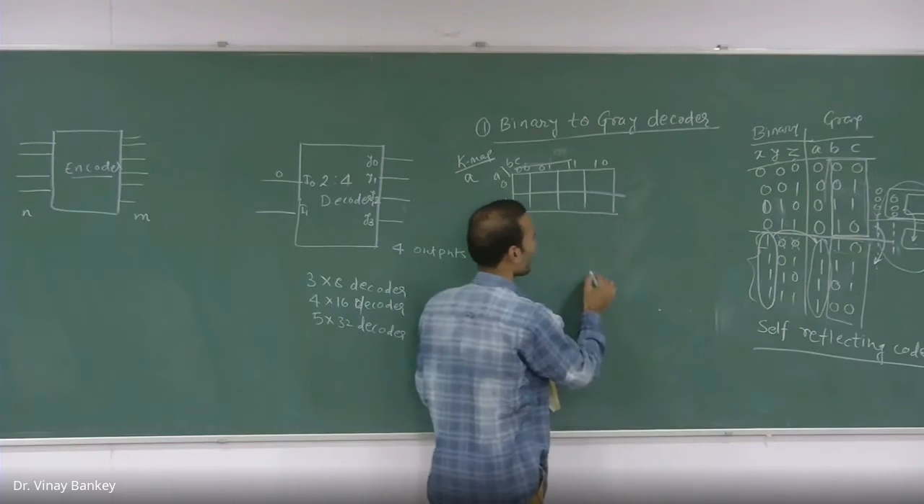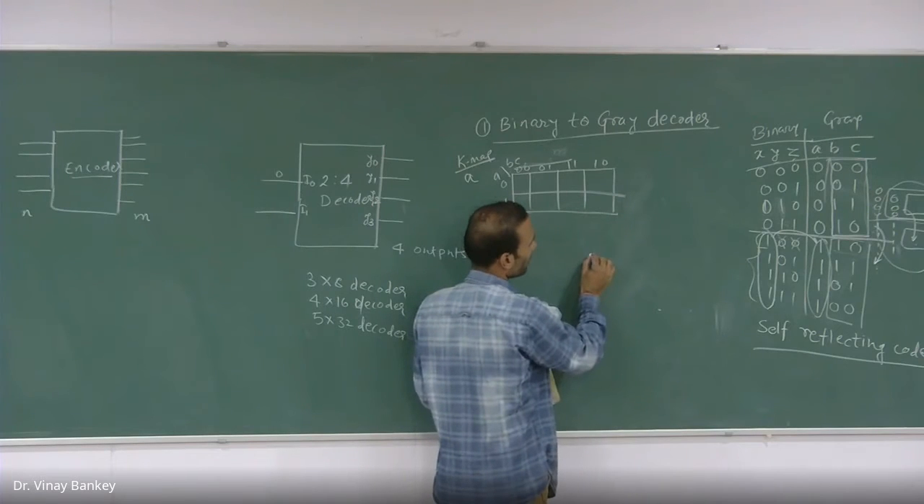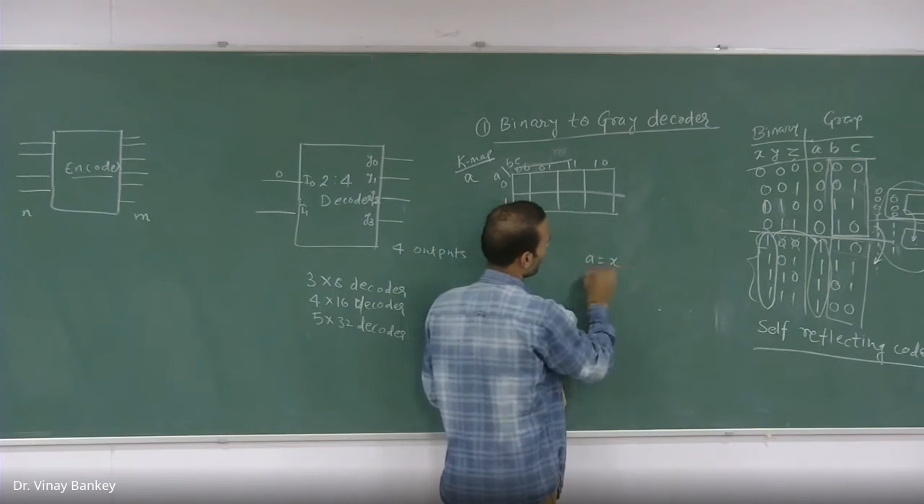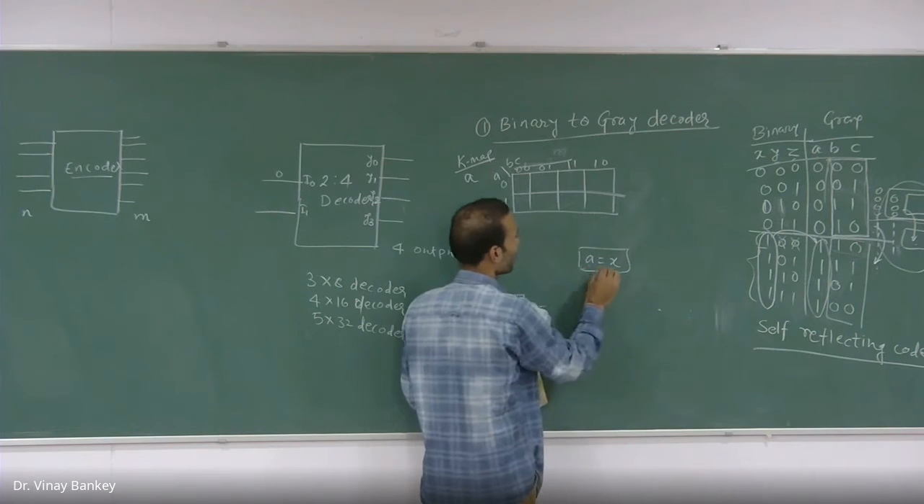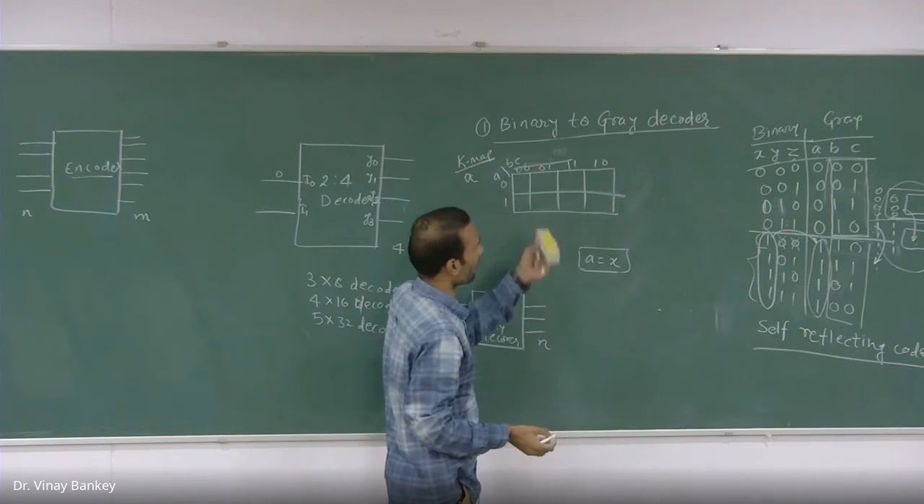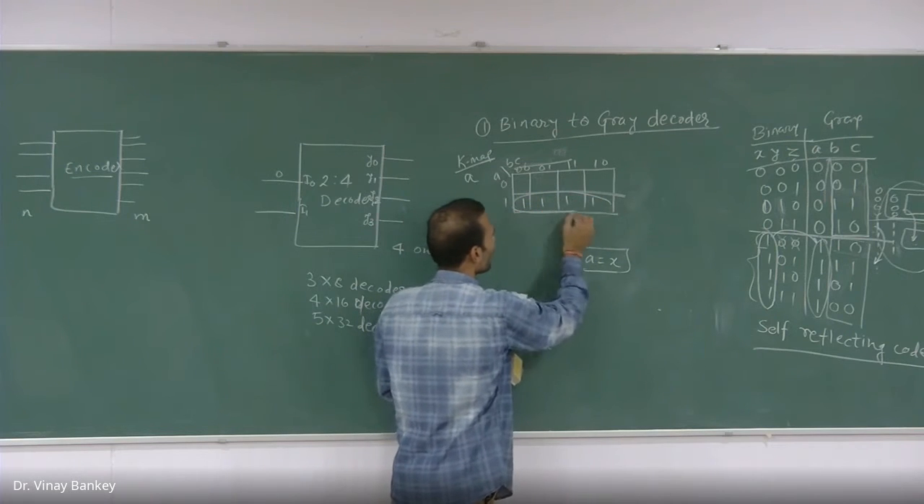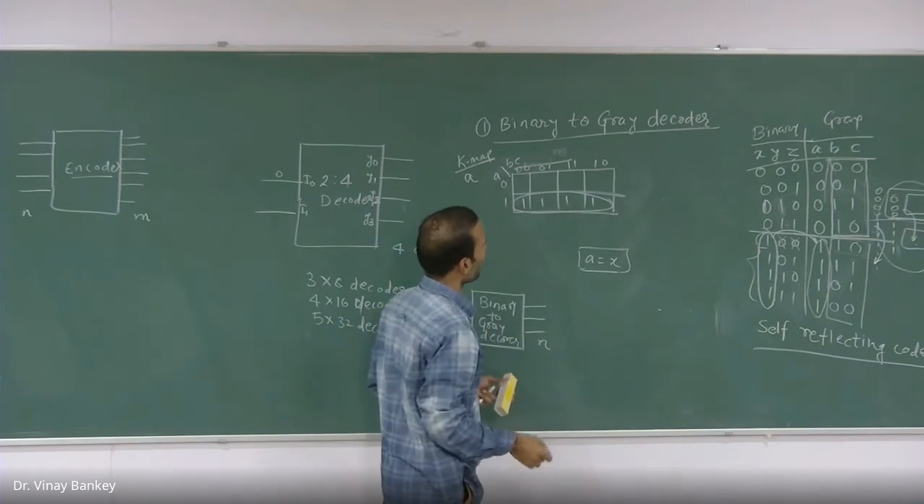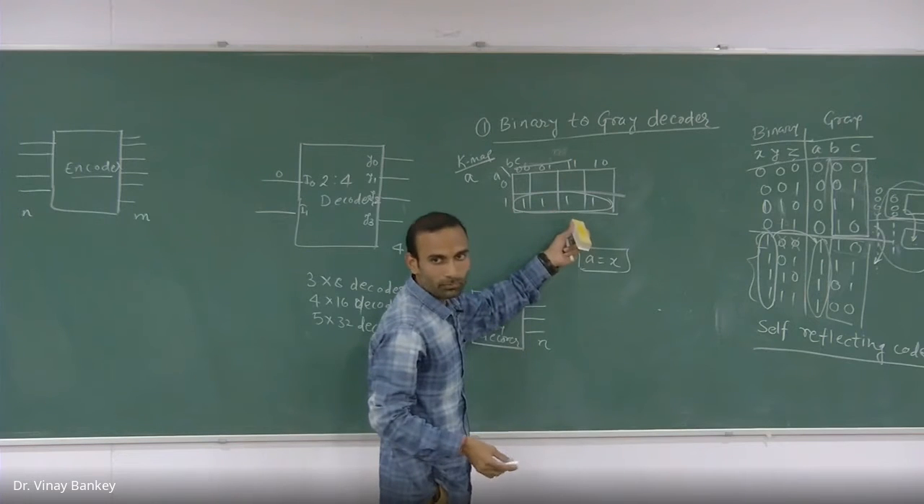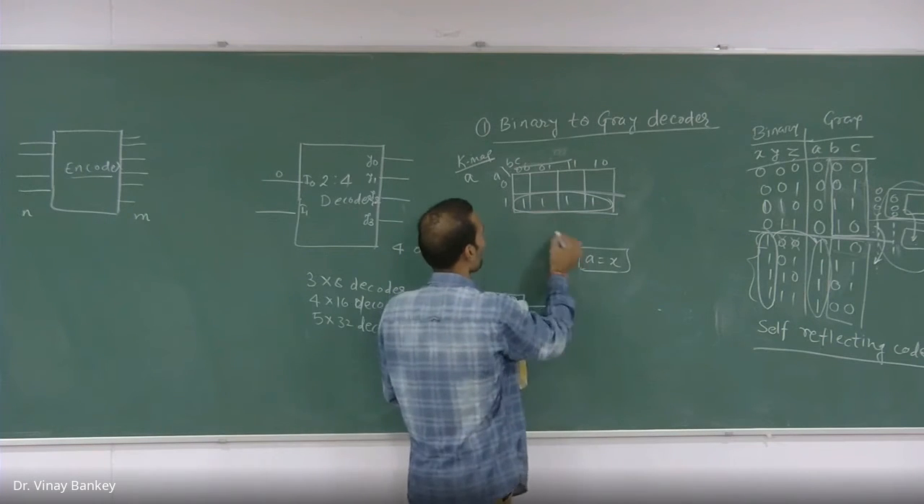So you can directly write A is X, or we can see this using this KMap also. So here all these will be 1, and if you make the largest group, this will be the group, correct, and A will be X.